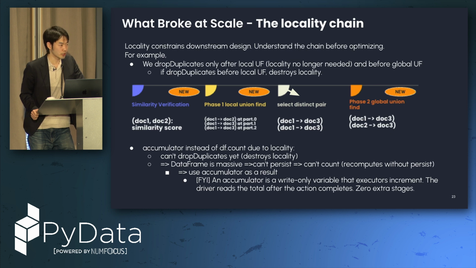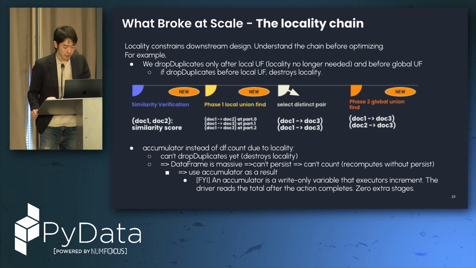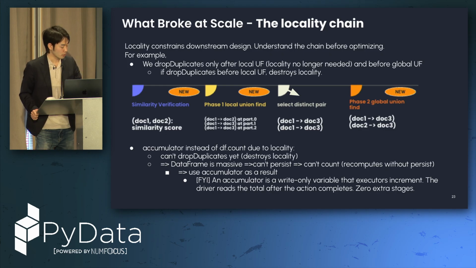However, in the locality sensitive system, the best practice is not always the best practice. So we can only drop duplicates after local union find, because if you run df.dropDuplicates, that's going to destroy the locality even before the union find. So only after local union find, when locality is no longer needed, can you apply df.dropDuplicates.